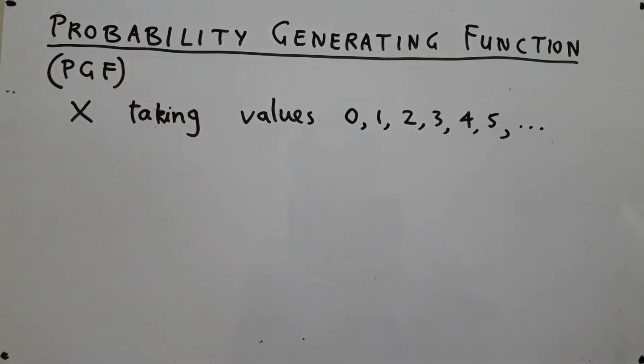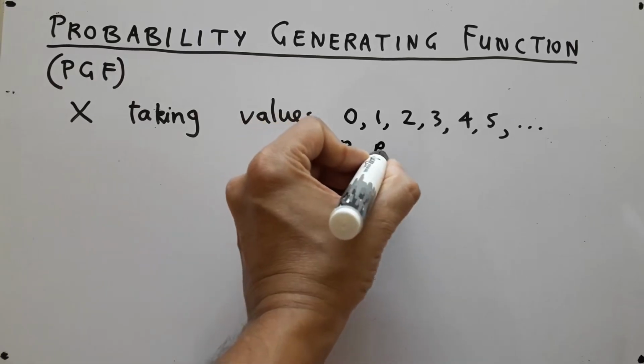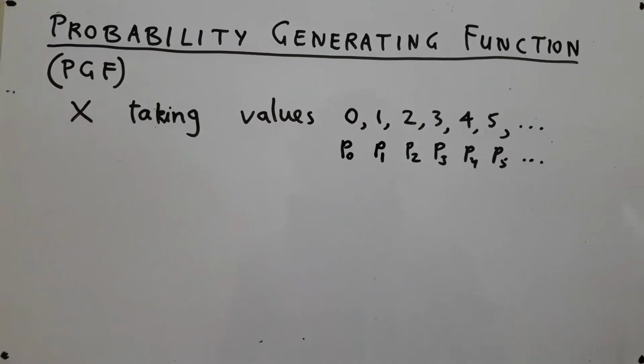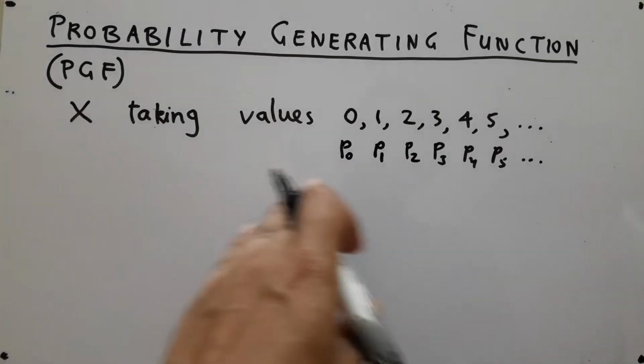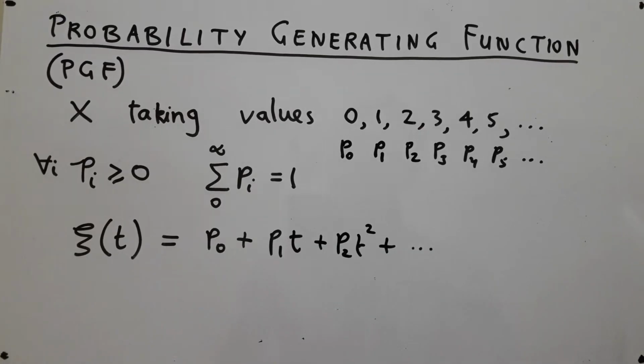Suppose the probabilities of these values are denoted by P0, P1, etc., where obviously all the Pi's are non-negative and they also add up to 1. So if someone gives you a random variable like this, then we define its PGF as the function xi of t, which is P0 plus P1 t plus P2 t squared, etc. So P, whatever the subscript, times t to the power of that same number.